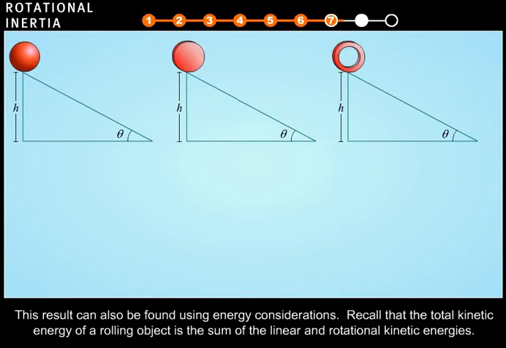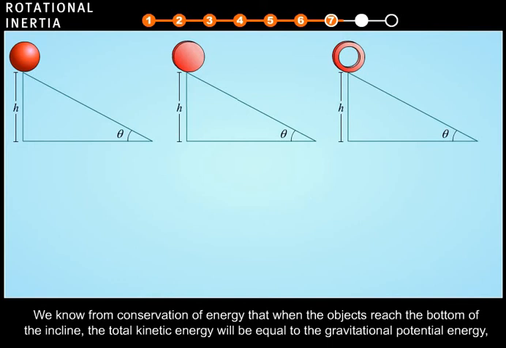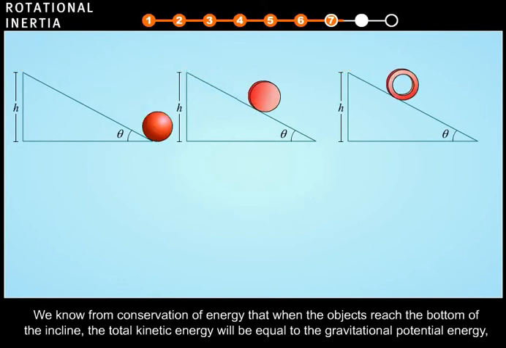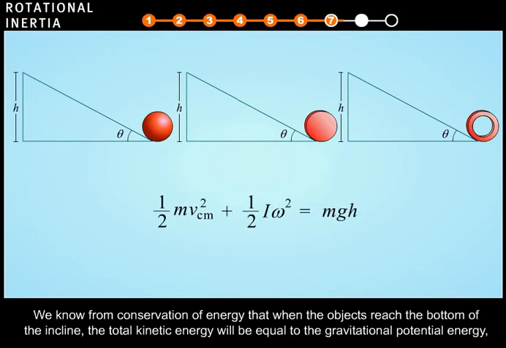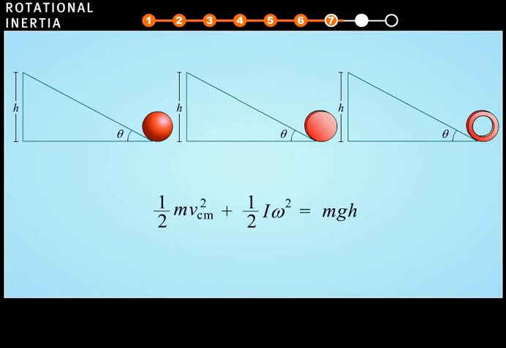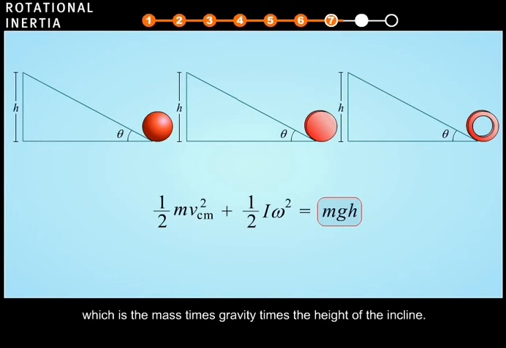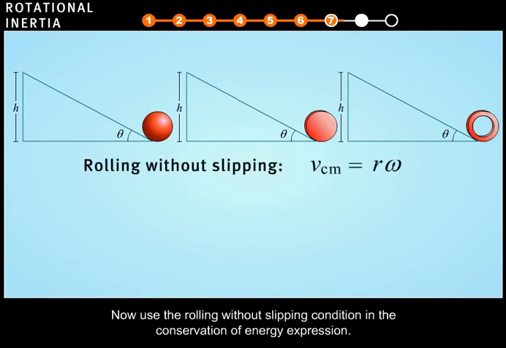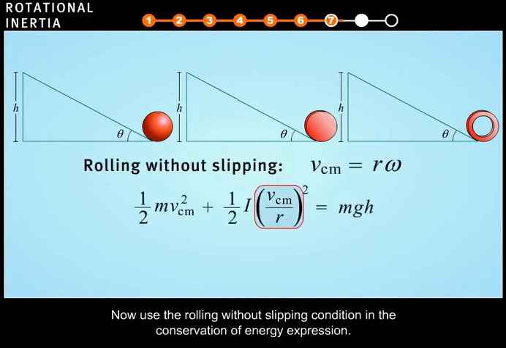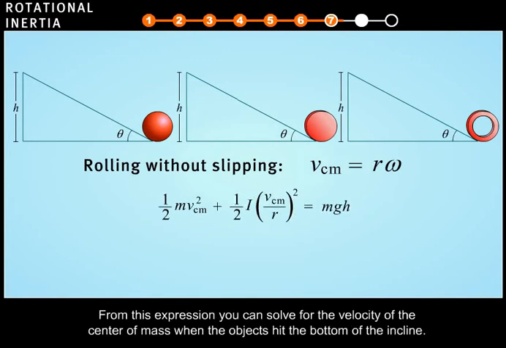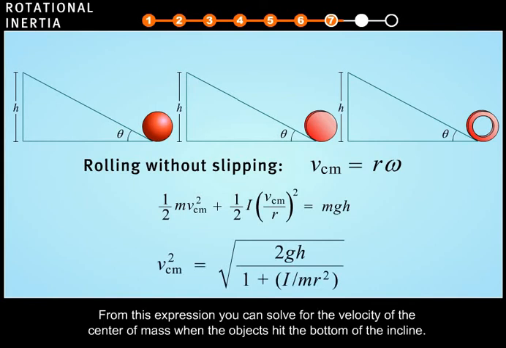This result can also be found using energy considerations. Recall that the total kinetic energy of a rolling object is the sum of the linear and rotational kinetic energies. We know from conservation of energy that when the objects reach the bottom of the incline, the total kinetic energy will be equal to the gravitational potential energy, which is the mass times gravity times the height of the incline. Now use the rolling without slipping condition in the conservation of energy expression. From this expression, you can solve for the velocity of the center of mass when the objects hit the bottom of the incline.